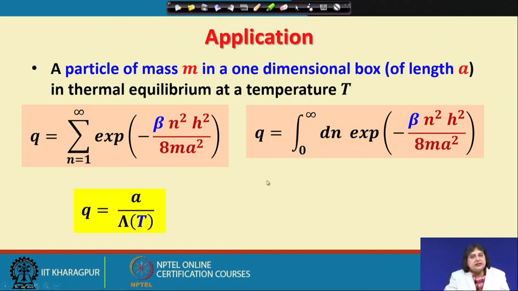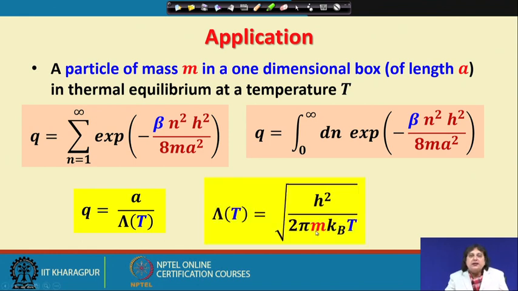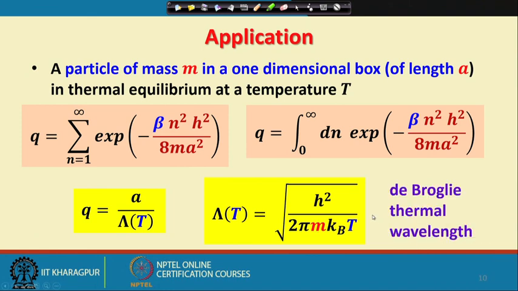And the result is something like this. So, what is lambda t? Lambda t is a quantity which we will see is very important as far as describing the temperature dependent properties are concerned, and this is known as the de Broglie wavelength, and it has the dimensions of length.